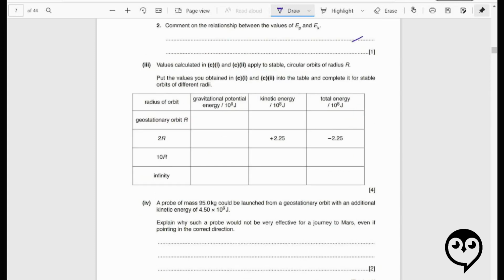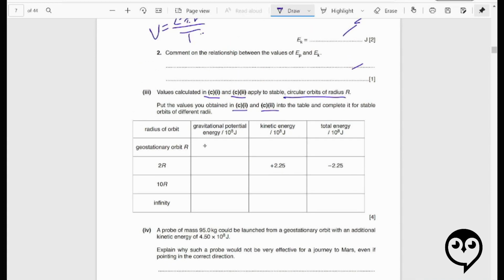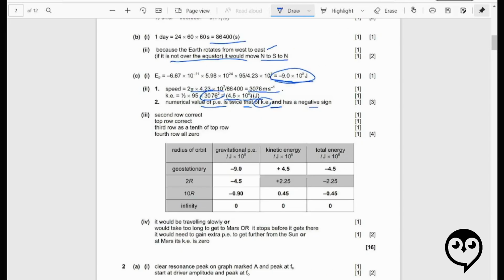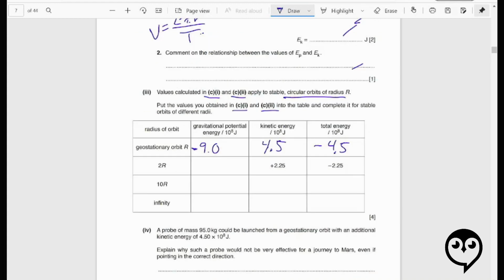All right, the real interesting part of the question that I want to address here is: values calculated in C-I and C-II apply to stable circular orbits. Put your values into the table. That's for a stationary circular orbit. So the total energy is negative 4.5. If you were to subtract negative 2.25 from negative 4.5, you'd have negative 2.25. It's going to be one of these subtracted from the total to get the other.